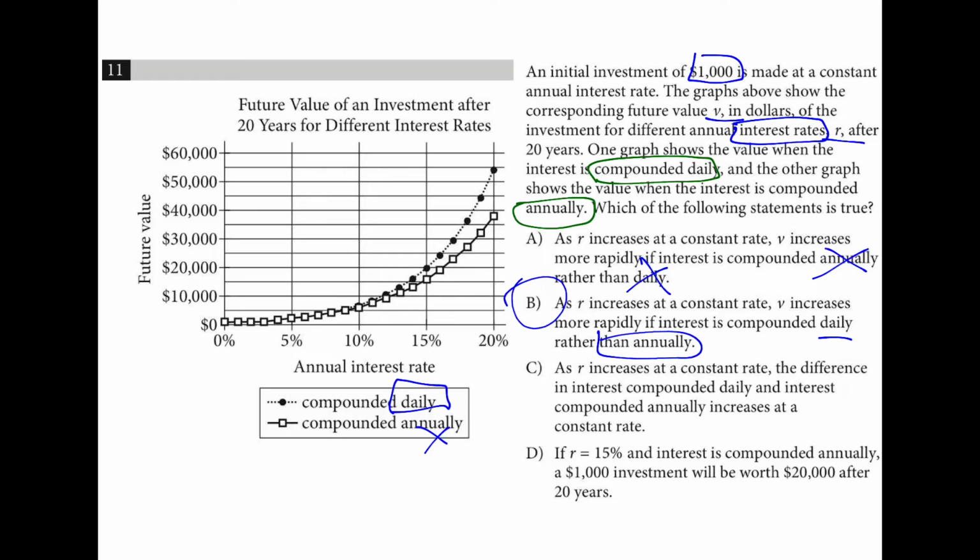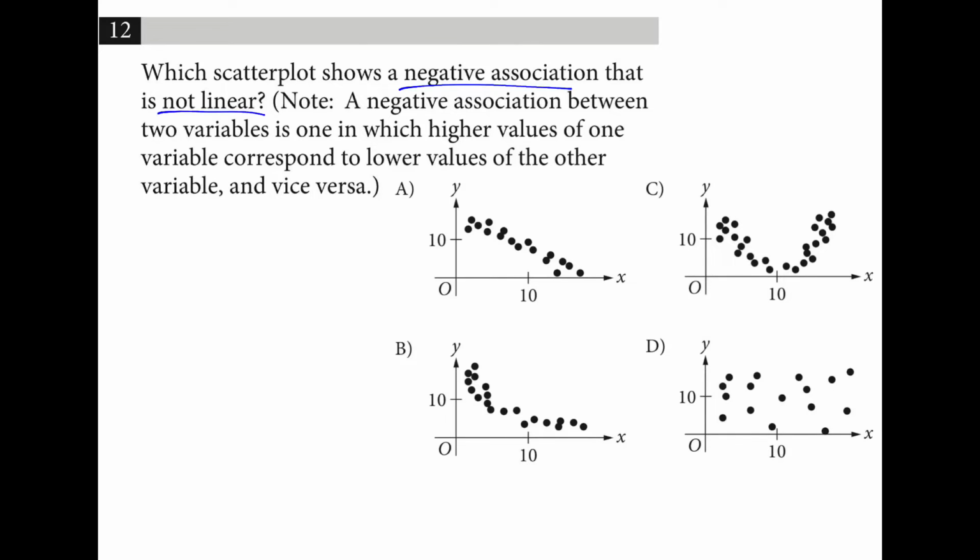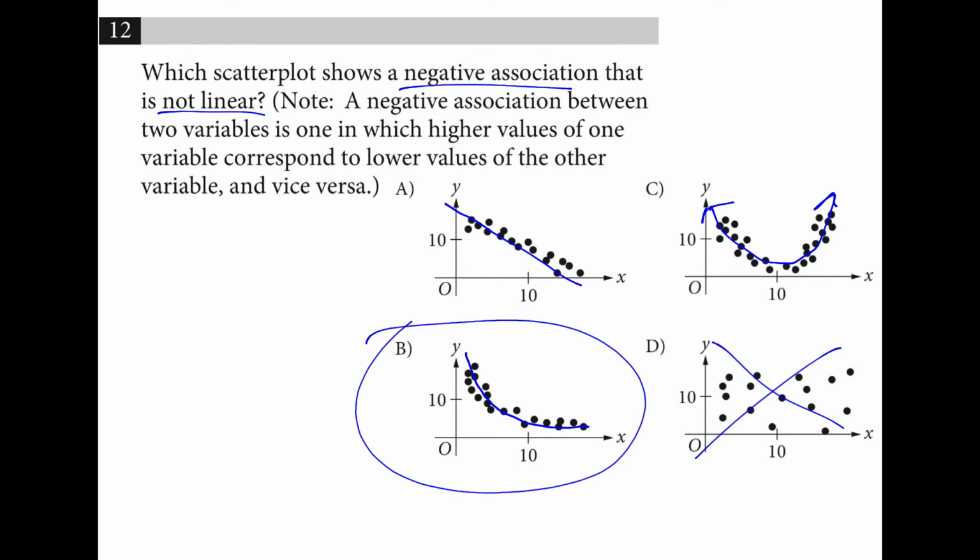We don't see V increasing at a constant rate because it has a curve. And if you follow 15% to annual, that's actually going to be a little bit below because that's the square, not the circle. We want to see a negative association that is not linear. So this one is linear, that's a constant rate. This does not have any sort of association. This is a parabola, which is not going to show a negative association. This one here, because of the curve, is our answer. It's going down, but not at a constant rate.